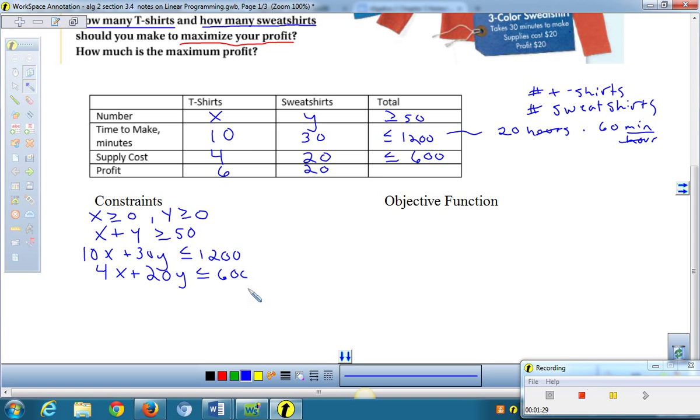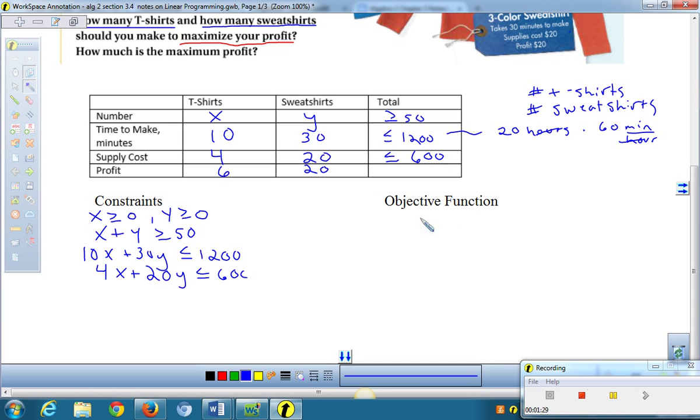Okay? All right, so when you graph your constraints, do you really have to graph x is greater than 0, y is greater than 0? No, do not. You can just set up your graph so it's only the first quadrant, and that will take care of that. Okay? How about our objective function?